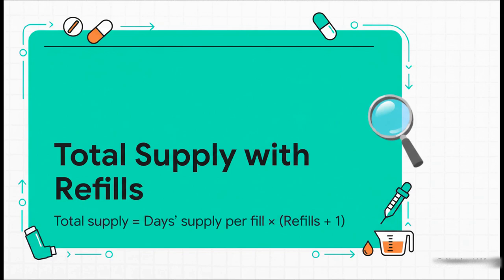Now, sometimes a question won't ask for the day's supply of one bottle, but the total supply, including refills. For that, the formula is the day's supply for one fill multiplied by the number of refills plus 1. And don't forget that plus 1. It's so easy to miss, but it's crucial. It accounts for the original bottle you're giving them right now.